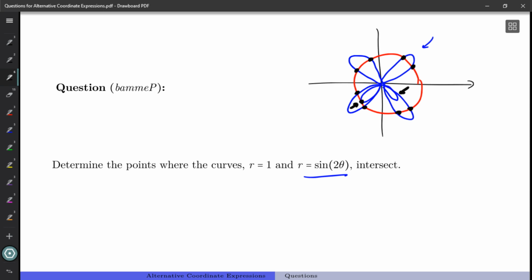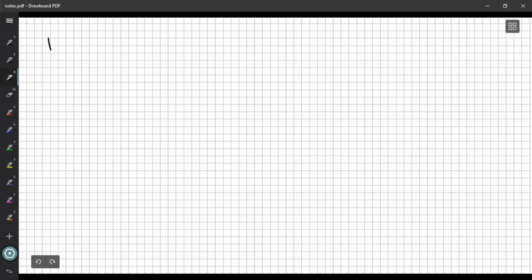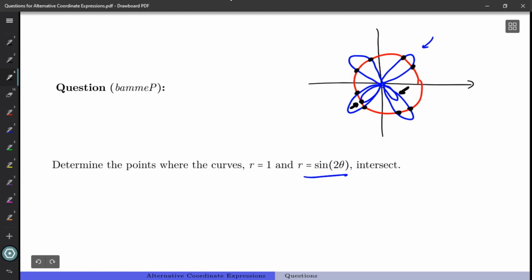Now, when I'm working out points of intersection, the first thing I look for is the pole. This corresponds to r equals 0, and I ask, can we have r equals 0? Is there a theta value that makes r equals 0 for both of these? There is for the sine 2 theta curve, but you'd need 0 to be equal to 1 for the circle, and so that's just not going to work. So the pole is not on both of these curves. So the pole is not a point of intersection, which makes sense because when I drew the red circle, it did not go through the pole.